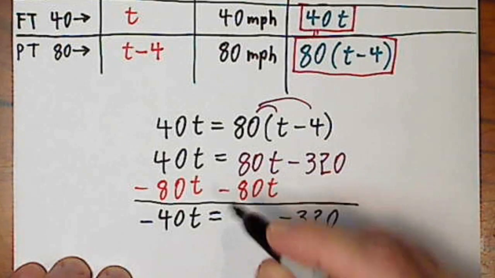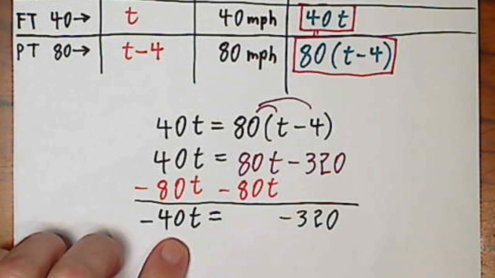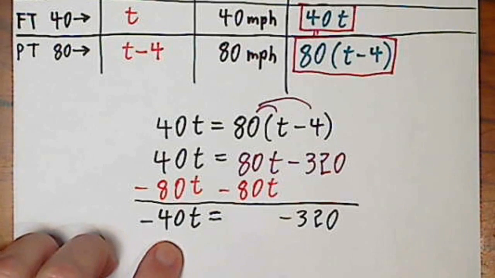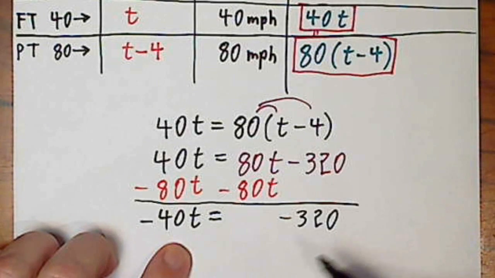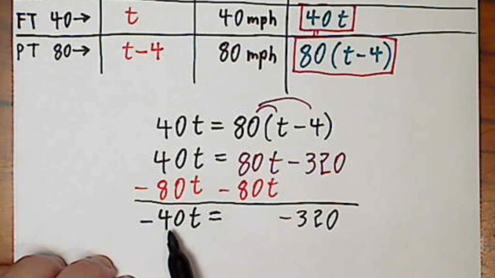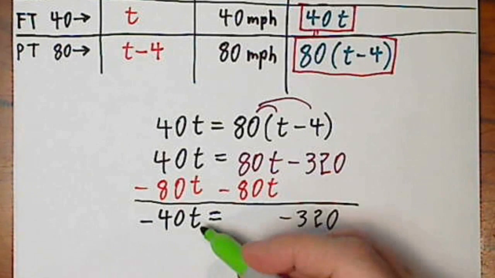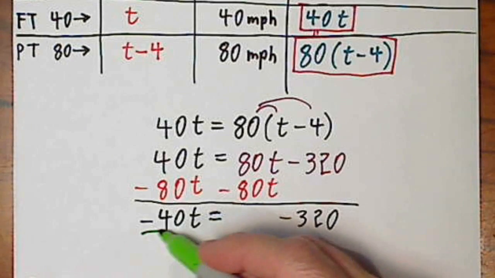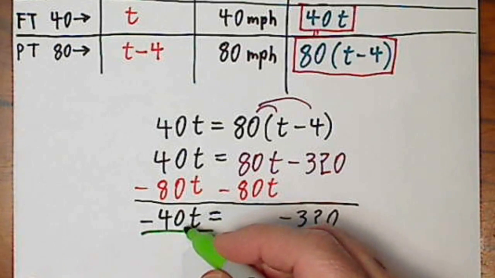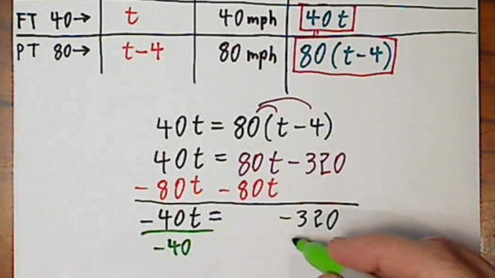Might be a little bit disconcerting to see negative time, because we can't have such a thing as negative time. But that'll work itself out, so I'm not too concerned. We want t by itself, so let's get rid of a negative 40t. It's held by multiplication, thus we divide.